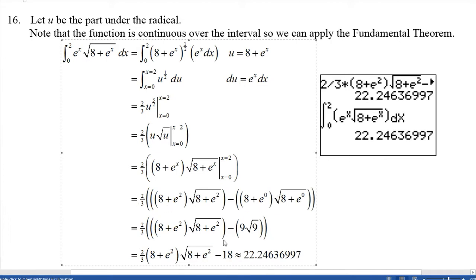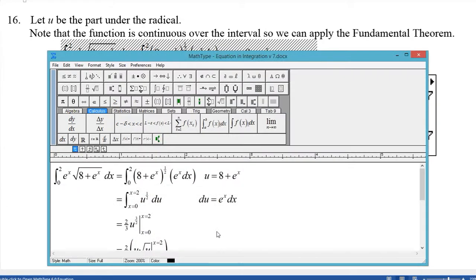Let's see if we can simplify. Let's start over here on the right side. E to the 0 is 1. 1 plus 8 is 9. And that gives us the square root of 9, which, by the way, is just 3. E to the 0 is 1, plus 8 is 9. 9 times the square root of 9, that's 9 times 3, is not 18. It's 3 times 9, it's 27.